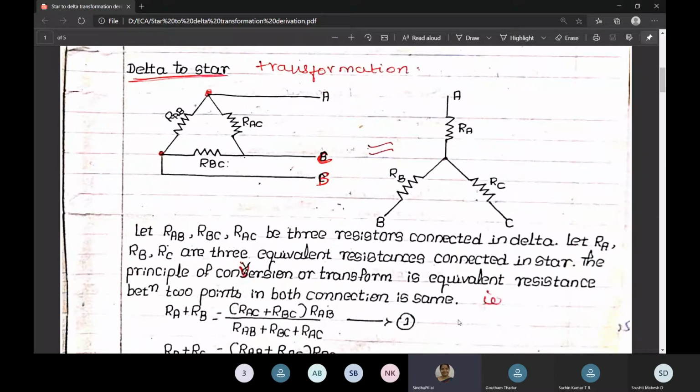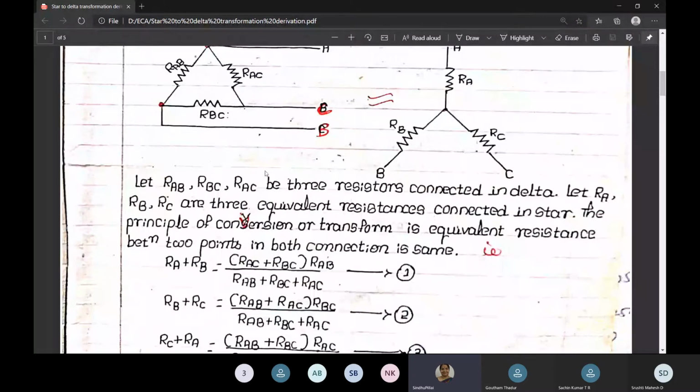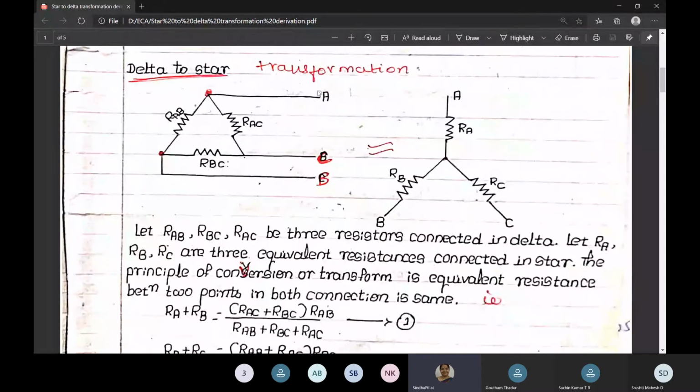That is RA plus RB. Listen carefully. This is RA plus RB, equal to this point, RB and RA. RA plus RB is equal to, when we take this as the resistor, what will happen, the opposite to this, that is RBC and RAC, will be in series. So RAC plus RBC will be in parallel to RAB.